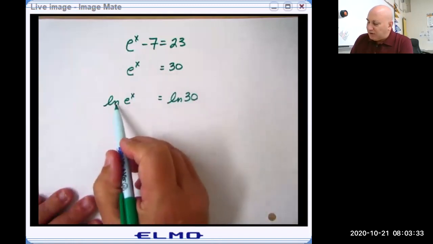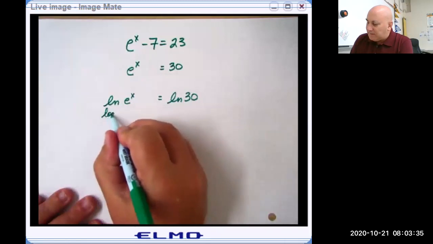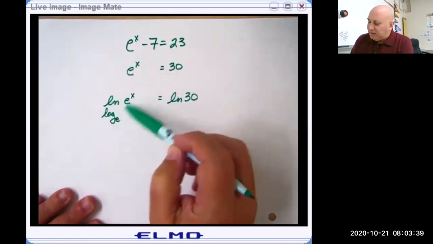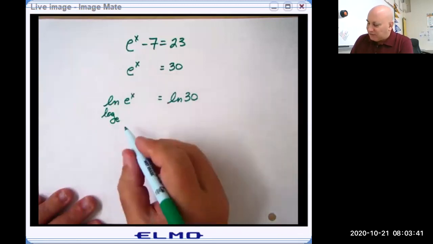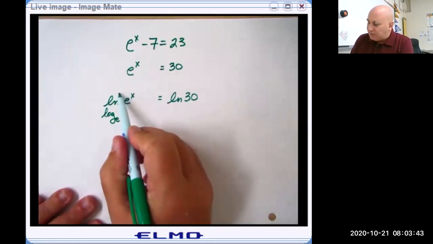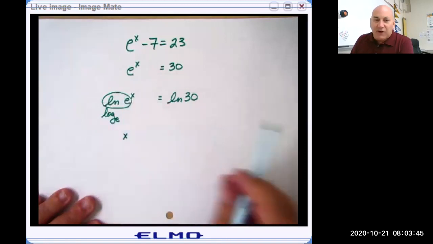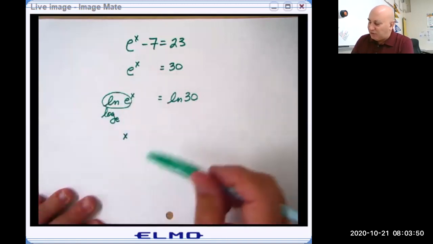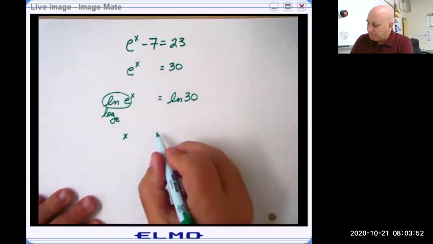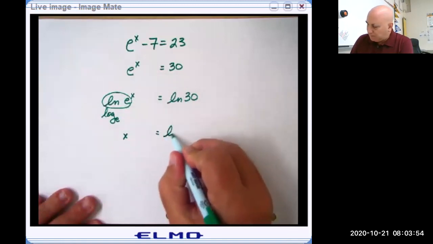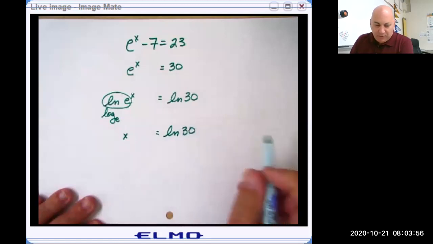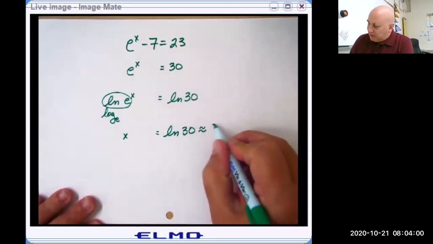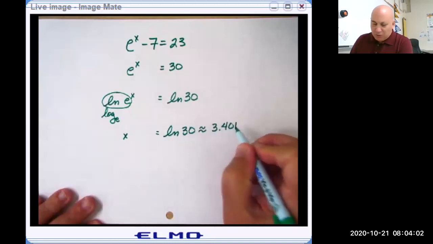Now, natural log is just log base e. So the exponent of e that gives me e to the x is just x. In other words, these two functions are inverses. They undo each other. So the answer is the ln of 30, which is approximately 3.401.